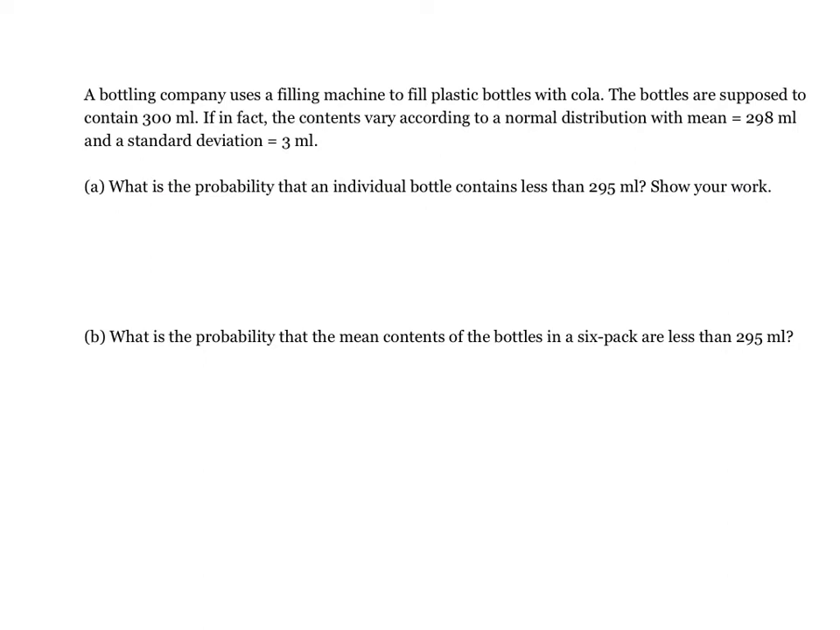So let's do a couple examples. It says a bottling company uses a filling machine to fill plastic bottles with cola, so maybe it's Coke or Pepsi. The bottles are supposed to contain 300 milliliters. If in fact the contents vary according to a normal distribution with mean 298 and a standard deviation of 3, what is the probability that an individual bottle contains less than 295 milliliters? So, since it tells me that this was a normal distribution for the population, I can draw a bell-shaped curve, and I can fill in the mean they told me. They said it was a normal distribution with mean 298 milliliters and a standard deviation of 3.